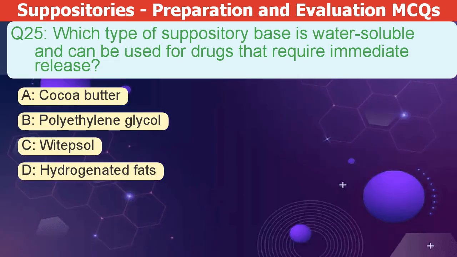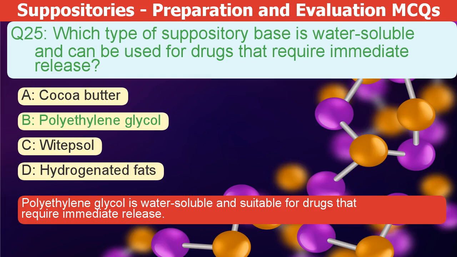Which type of suppository base is water-soluble and can be used for drugs that require immediate release? A. Cocoa butter. B. Polyethylene glycol. C. Witepsol. D. Hydrogenated fats. The correct answer is B. Polyethylene glycol is water-soluble and suitable for drugs that require immediate release.